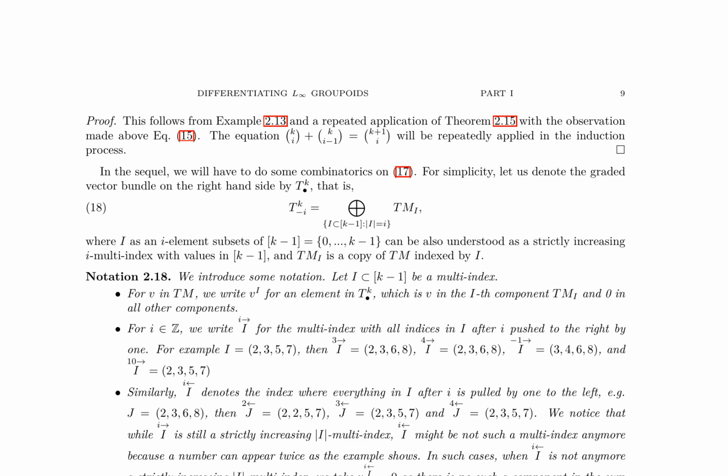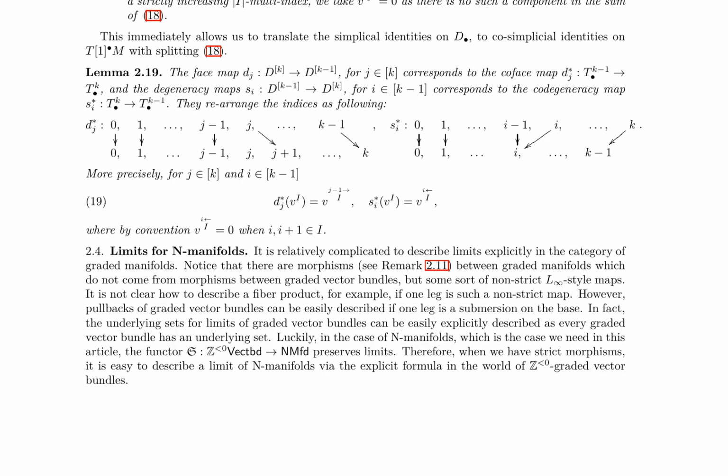The face and degeneracy maps are then examined, with a focus on how they rearrange indices. These maps are essential in the context of graded manifolds, particularly when describing limits for manifolds. The functor S from Z less than 0 VECTBD to NMFD is highlighted, as it provides a simplified description of limits in the case of manifolds.